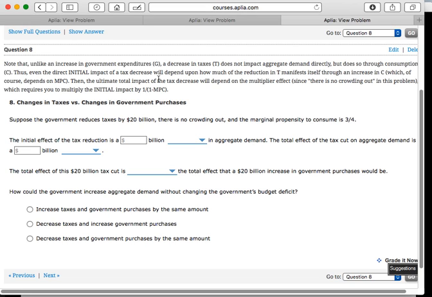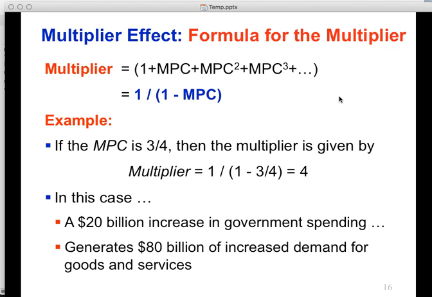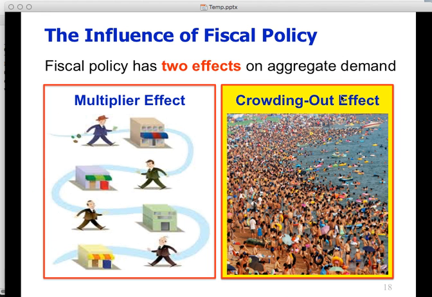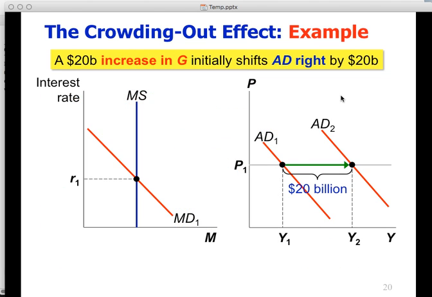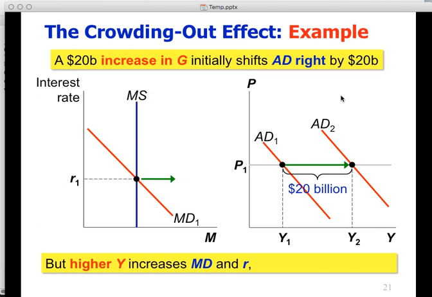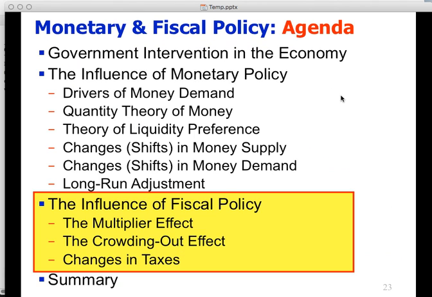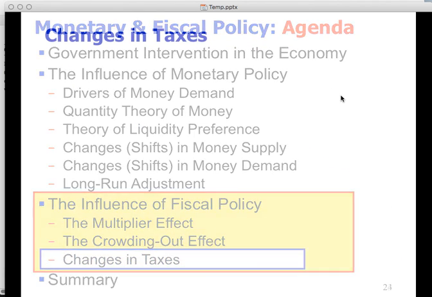This is about changes in taxes versus changes in government purchases. The book doesn't say too much about taxes, and I didn't say too much about taxes. Let me show you the slides that we talked about in taxes, and this is pretty much all the book says as well about it. Let's go to that, about changes in taxes of fiscal policy.